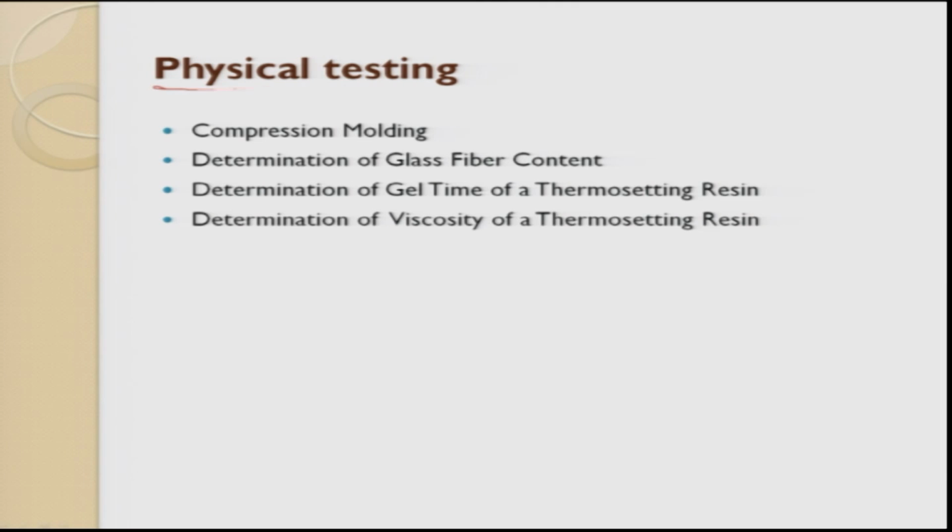So, as far as physical testing is concerned, compression molding is done. Then we try to determine the fiber volume fraction. You remember we talked about VF. It is in turn linked with WF. This in turn is linked with the density of the composite. So, determination of the fiber volume content, and here all our testing is more focused only on the polymer. Then determination of the gelling time for a thermosetting resin, and determination of viscosity for a thermosetting resin.